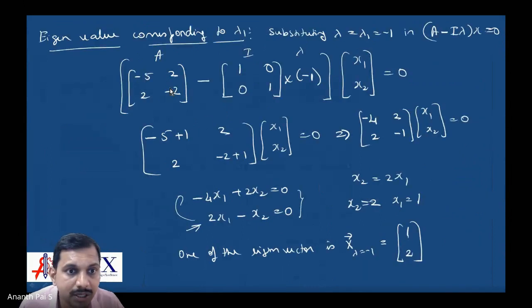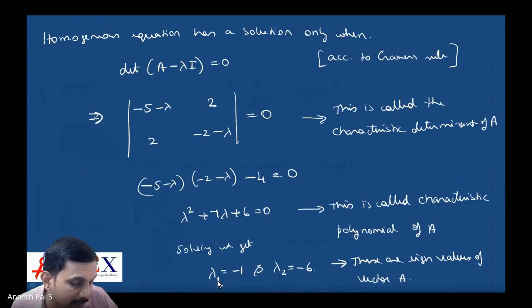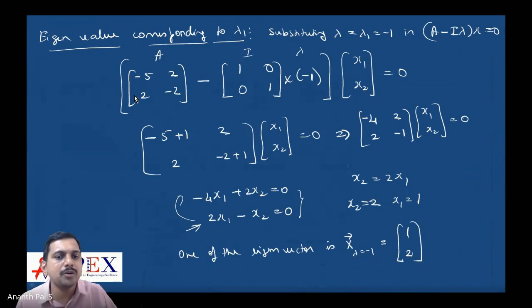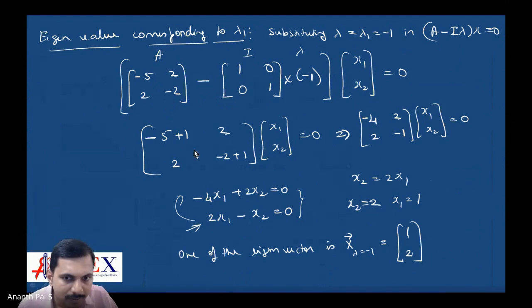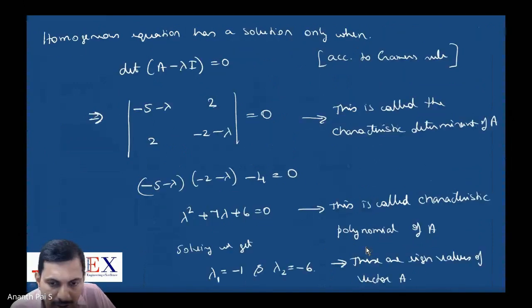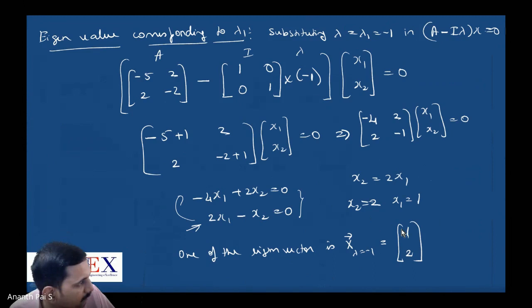Make sense? So here, lambda 1 is equal to minus 1, lambda 2 is equal to minus 6. Corresponding to lambda 1 equal to minus 1, you put it into this equation, which should be equal to 0. You solve this, you get the eigenvector. You have to find x1 and x2. Wherever lambda is there, you put minus 1. So you get it, is it not? When you use that, you get the eigenvector corresponding to minus 1.